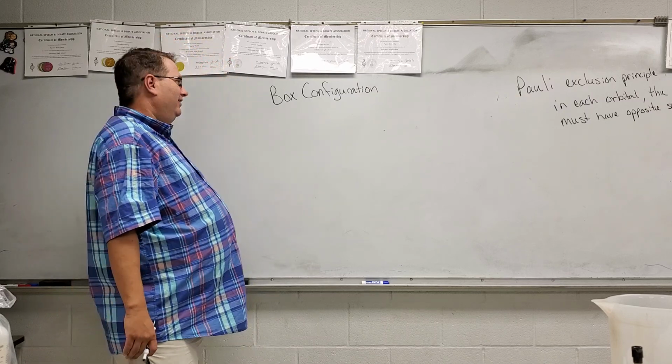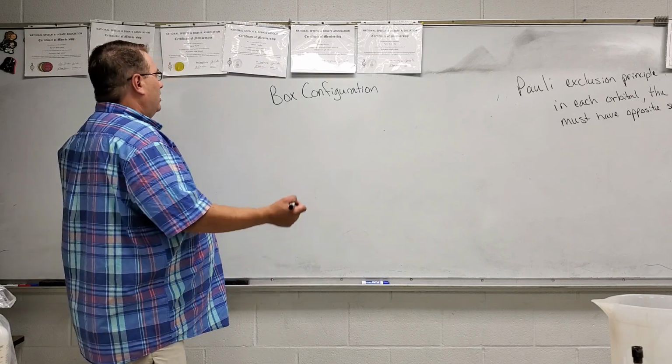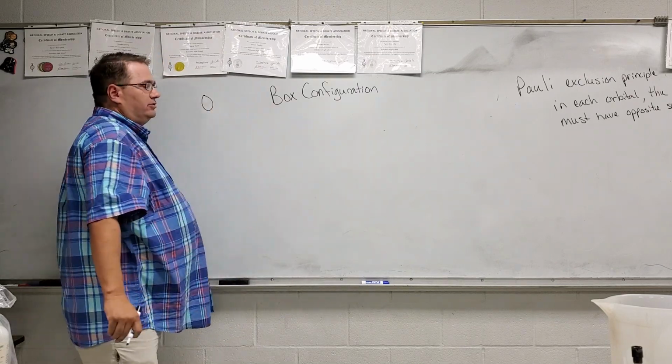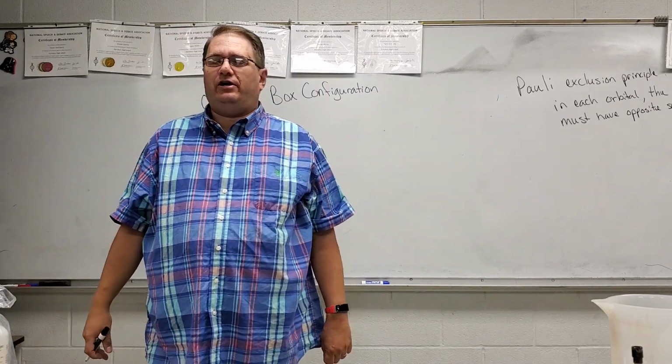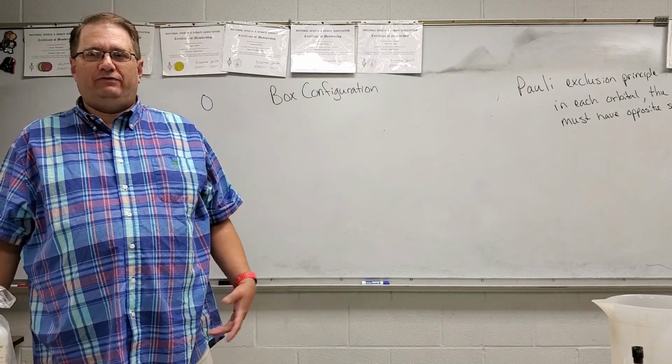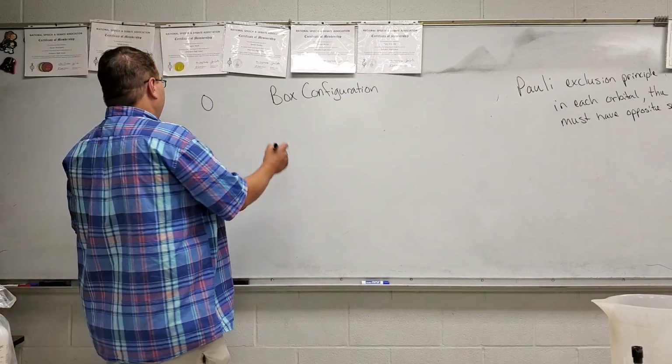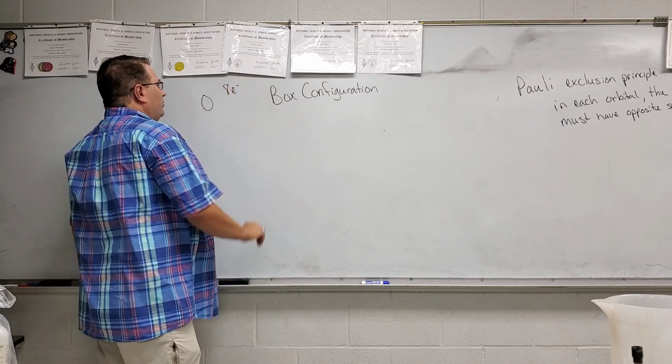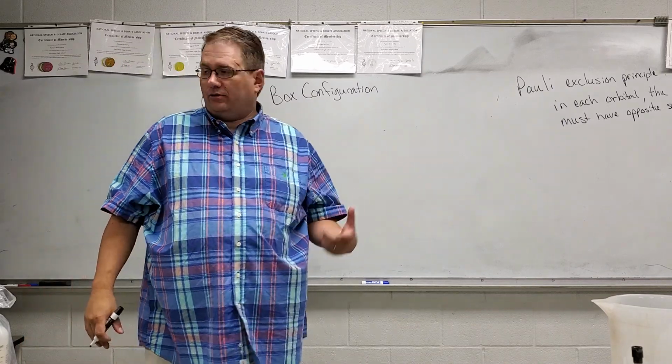It's a disease. Okay, so let's take oxygen for example. How many electrons does oxygen have? Normally, 8, if it's neutral. 8 is correct. So we have to write this configuration for 8 electrons.